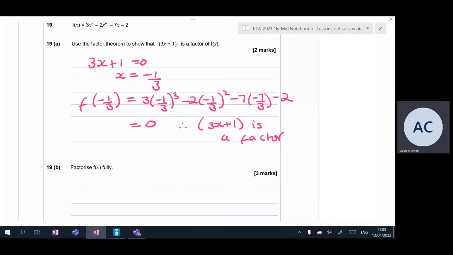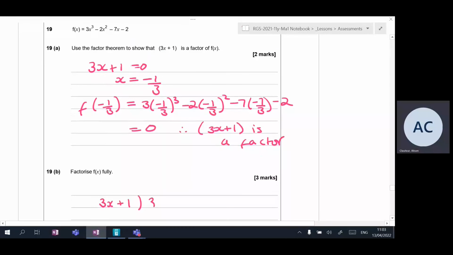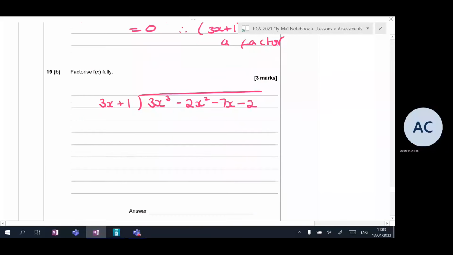Okay, these questions are always very similar. So usually after you've shown that something's a factor, you then need to factorize it fully. You're going to do that using long division. So divide that original expression, okay. So we're looking at the first term. So we're looking at just 3x. So how many times does 3x go into 3x cubed? Or in other words, what do I multiply 3x by to get 3x cubed? So obviously I've got a 3, I've got one of the x's, so I've just got to multiply it by another x squared.